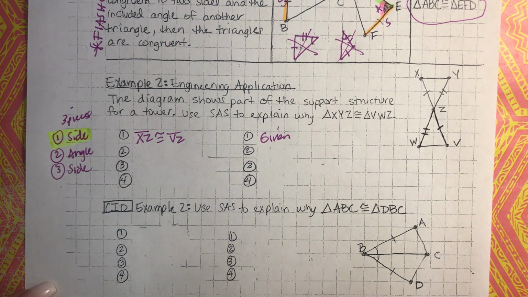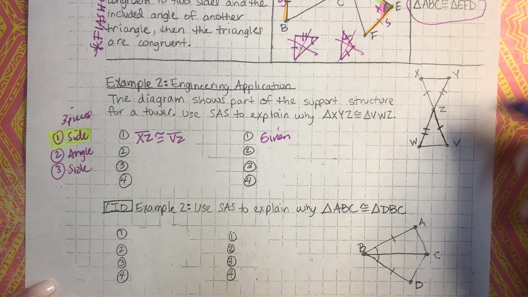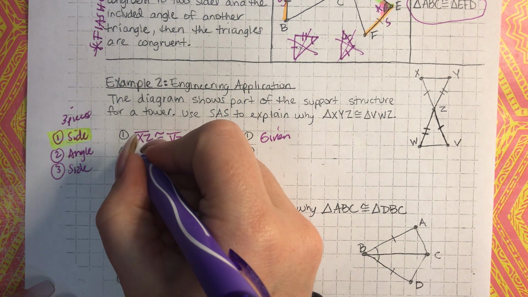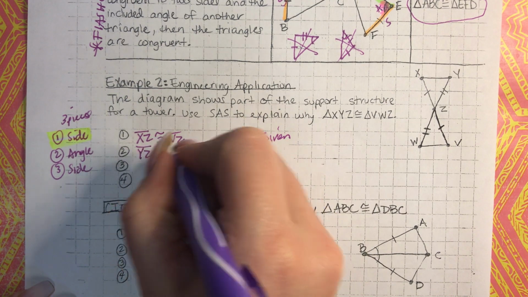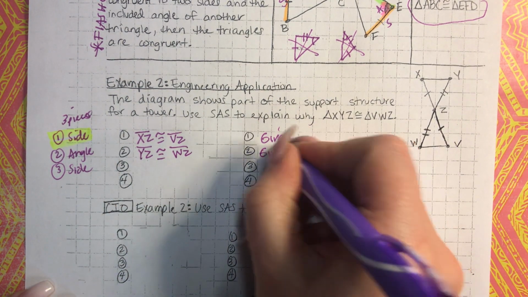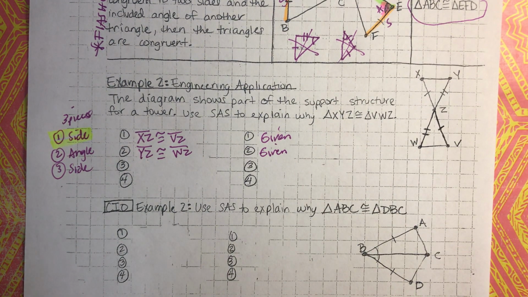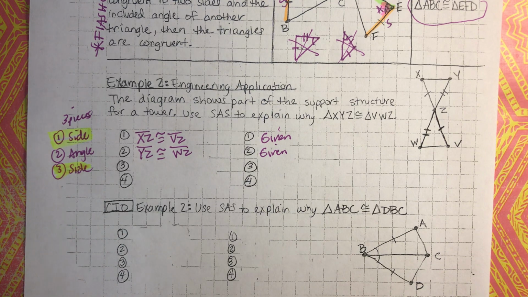And I also see that we have another side right here, right? There's 2 tick marks there and 2 tick marks there. So we have YZ is congruent to WZ. That is given. Okay, so that's another side. So all we need is that angle, and which angle do we need?